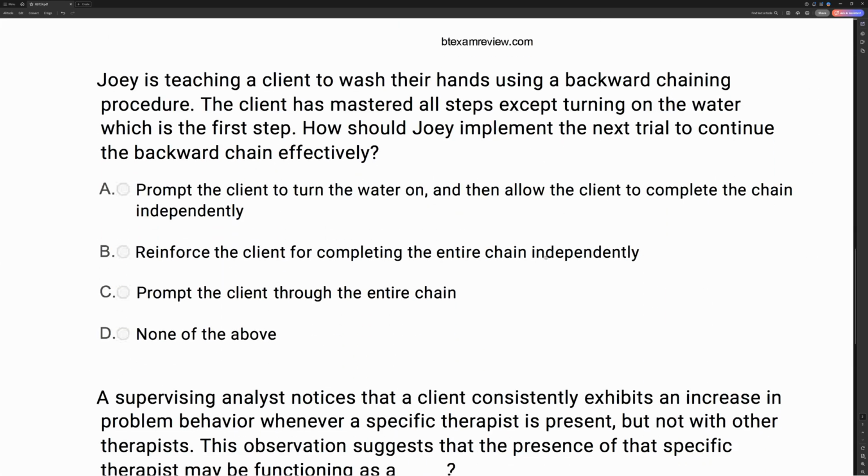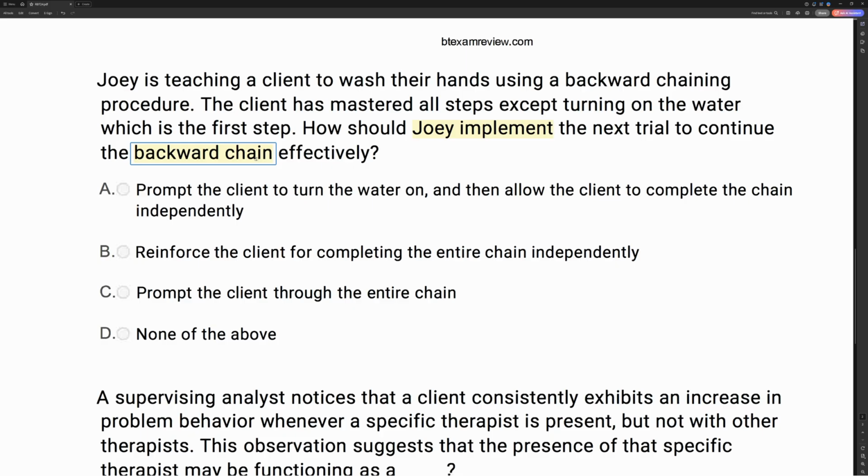Joey is teaching a client to wash their hands using a backward chaining procedure. The client has mastered all steps except turning on the water, which is the first step. How should Joey implement the next trial to continue the backward chain effectively? So we're looking at Joey's implementation of a backward chain. And how do we implement a backward chain?